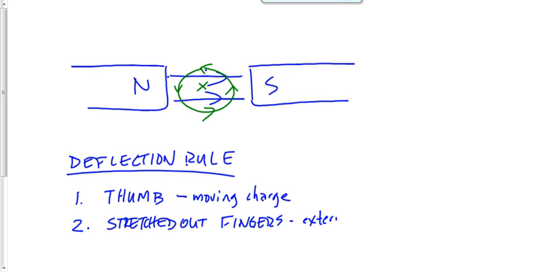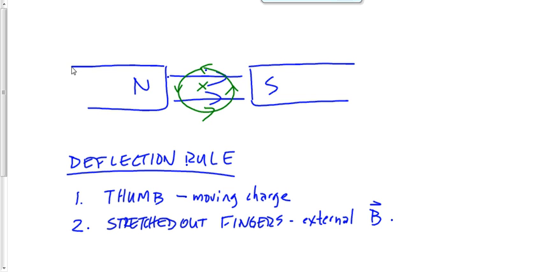And what do I mean by the external magnetic field? The magnetic field that was already there, not the magnetic field that's caused by the moving charge. It produces a magnetic field. You can see that, it's circular. But that's not the one we're talking about here with the second variable. My stretched out fingers point in the direction of the external magnetic field.